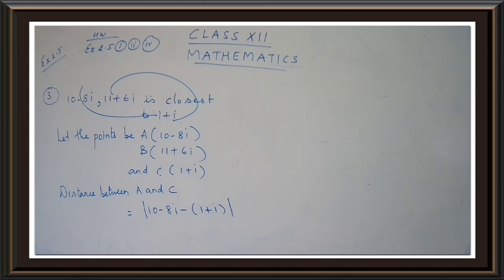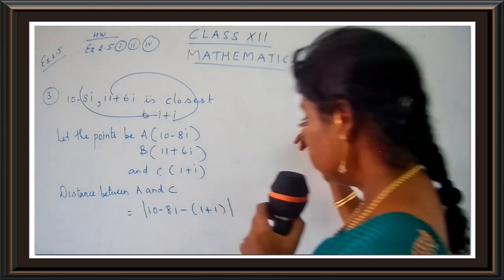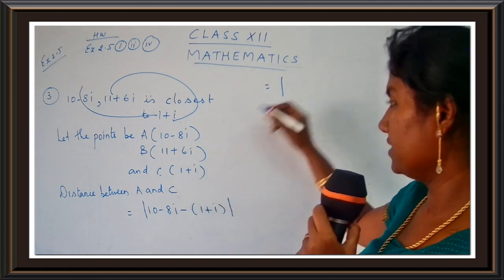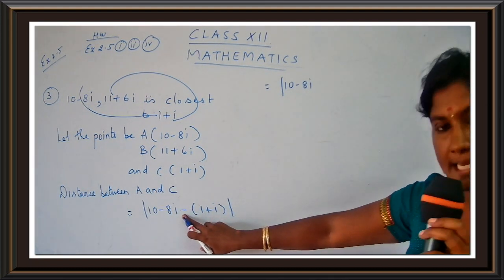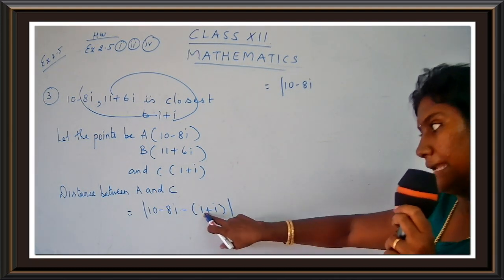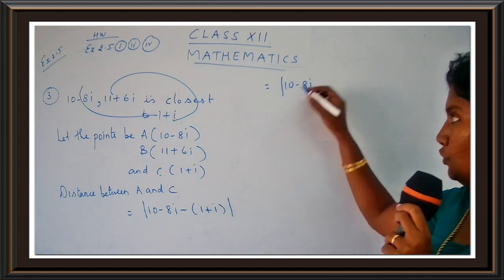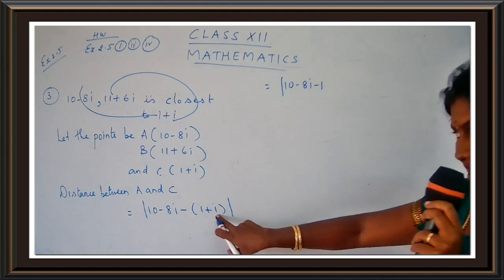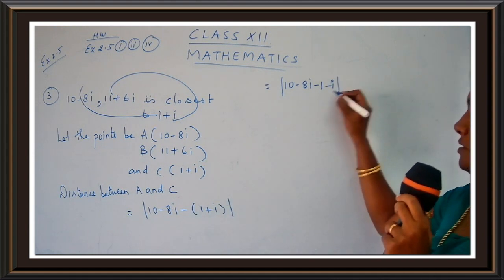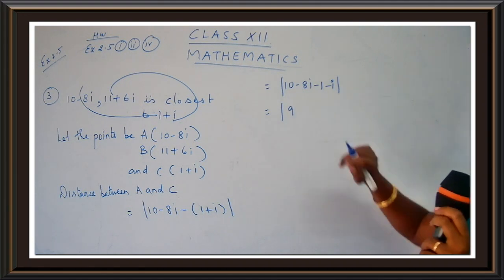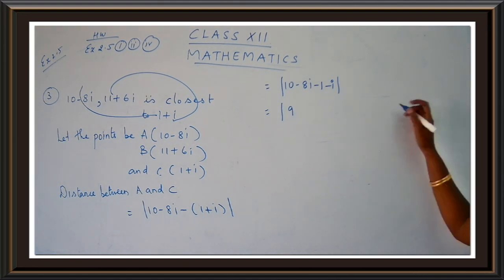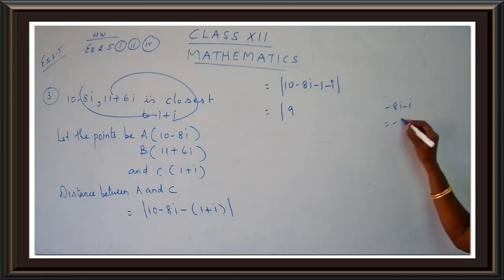Now let me solve. I'll do the first part, and you're going to try out the second part, children. So this is equal to 10 minus 8i. This is minus. So when you have a main sign as minus, you have to change the sign of the numbers inside the bracket. So plus 1 will turn to minus 1, plus i will turn to minus i. So this is 10 minus 1, 9. Minus 8i minus i means minus 9i. Minus minus plus, sign of the bigger number.